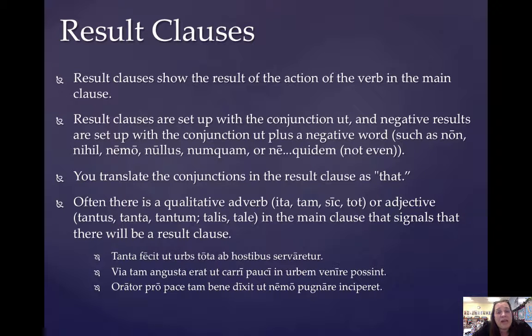You usually have one of these qualitative adverbs or adjectives in the main clause. It's set up by ut or ut plus a negative word, and then it has a verb in the subjunctive showing the result of the main clause. I sometimes, because I grew up in the 90s, call this the "your mama so fat" clause because that's exactly what that kind of sentence is, right? So that's the kind of clause that a result clause is.